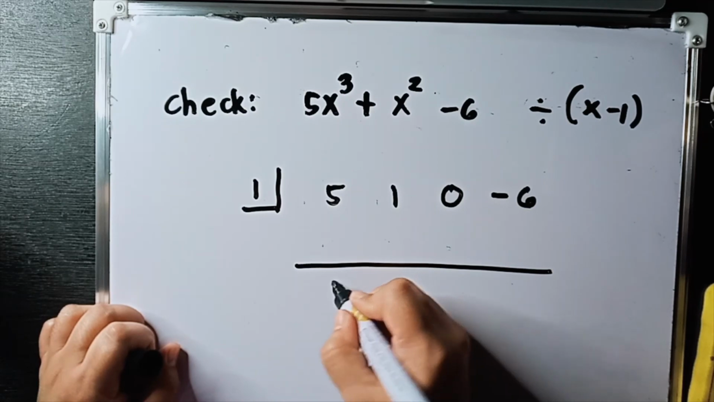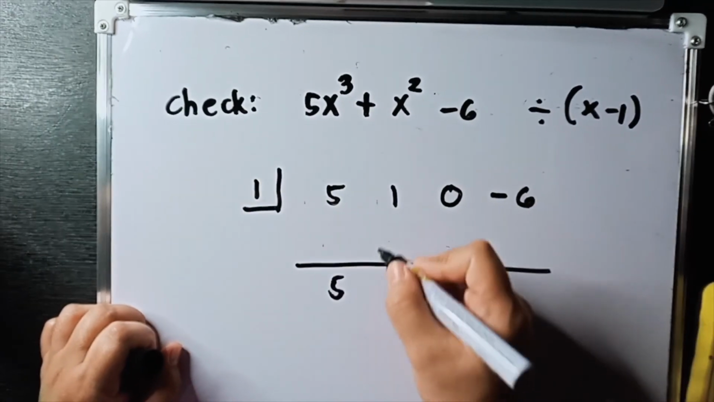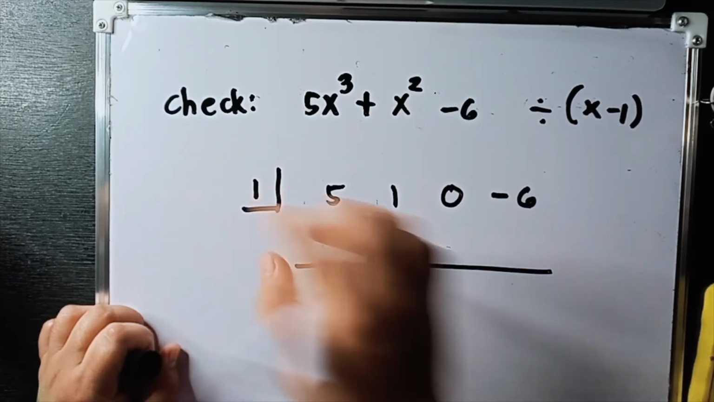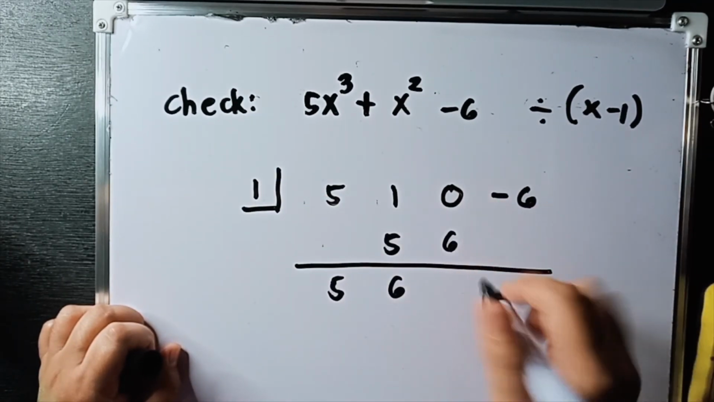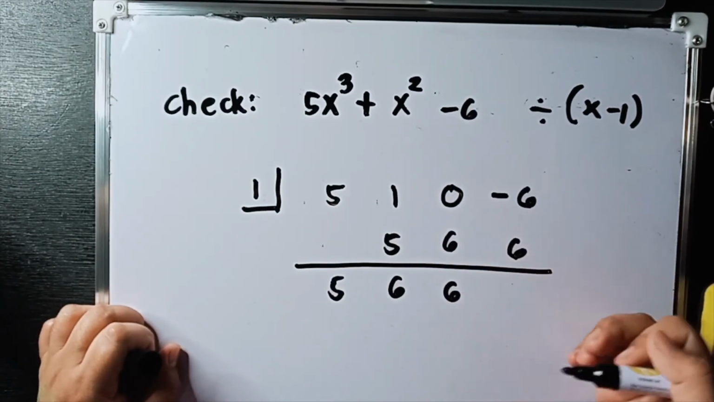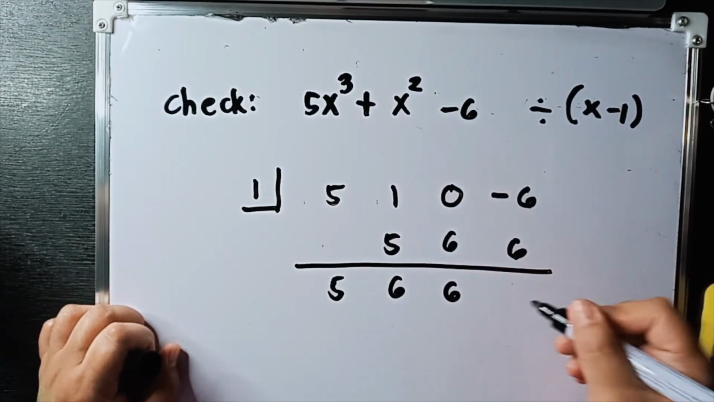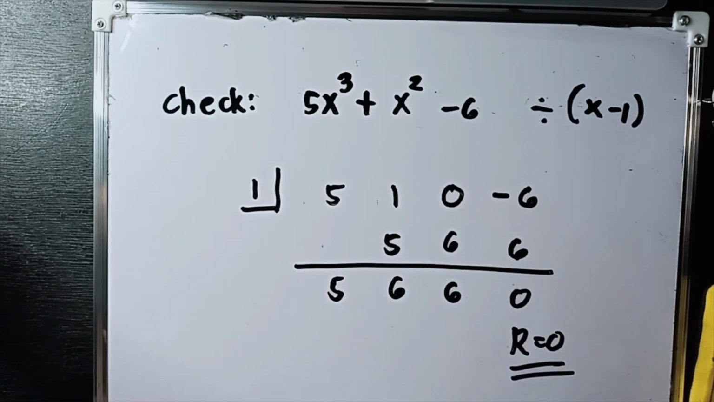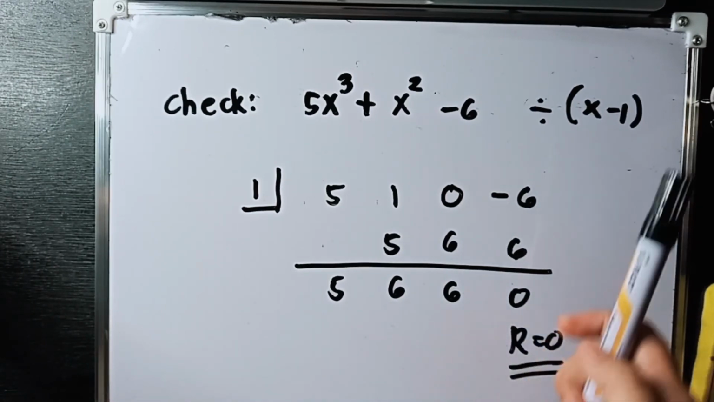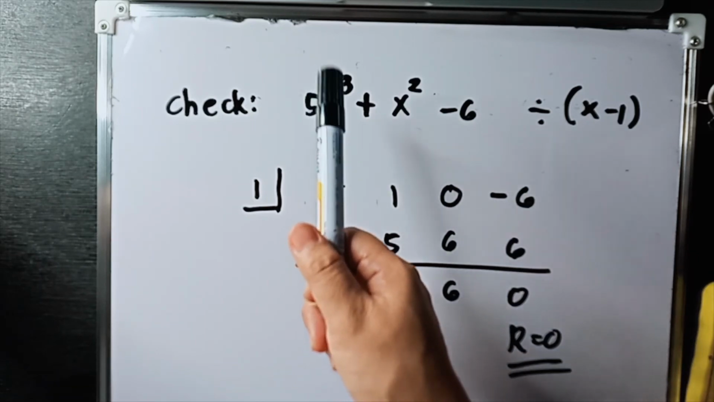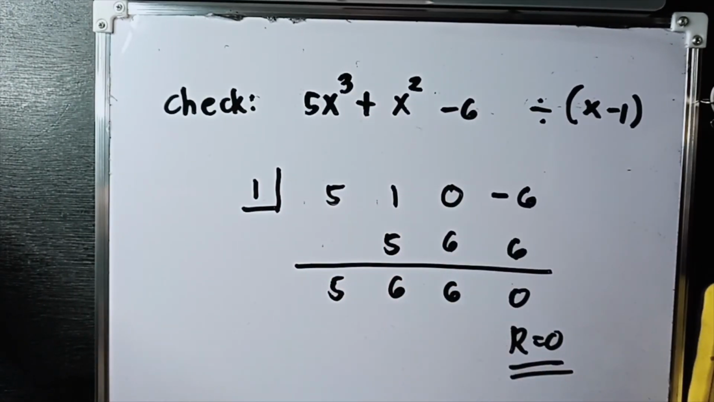So we bring down 5. 5 times 1 is 5. And then we add 1 plus 5 is 6. 6 times 1 is 6. 0 plus 6 is 6. 6 times 1 is positive 6. Negative 6 plus 6 is 0. So, since the remainder is 0, it proves that x minus 1 is a factor of 5x cubed plus x squared minus 6. So, the value of k, which is 1, is correct.